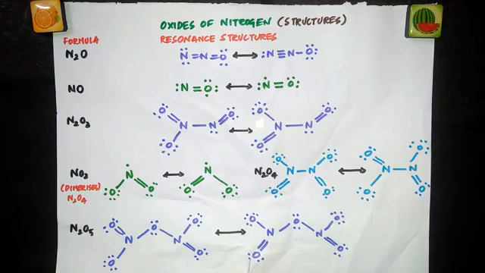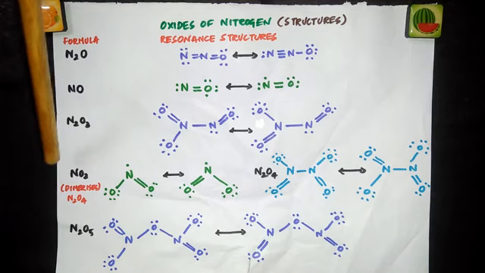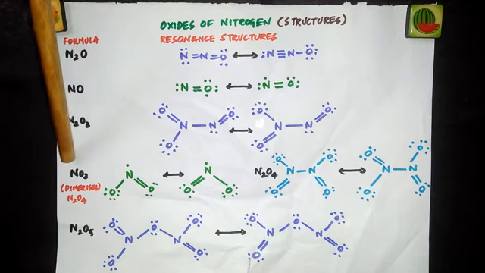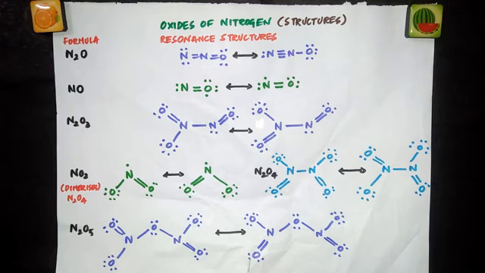Just like NO, NO2 is also an odd electron molecule. When we say odd electron molecule, you can see there are 17 valence electrons, because N has 5 and the 2 oxygens have 12. So there are 17 valence electrons, and one is left unpaired, just like in NO. Since this is an odd electron molecule, it is paramagnetic because of the presence of this unpaired electron.